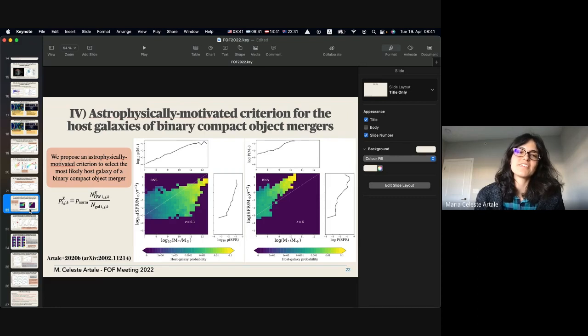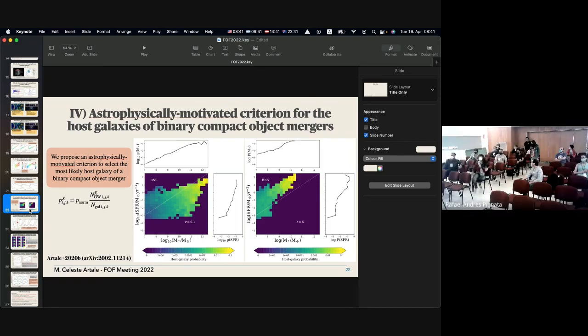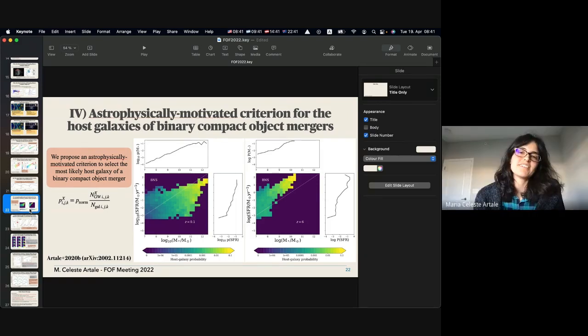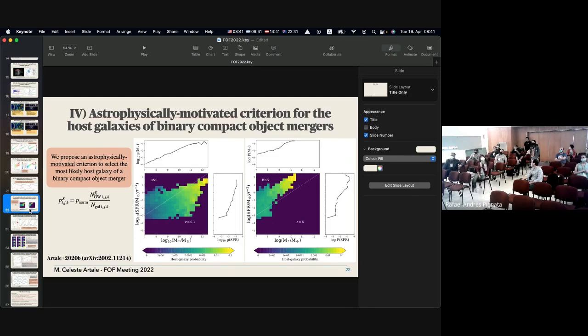Possibly when looking for the counterparts, the brightest targets are the ones that people look at. It's easier to look at a few bright galaxies rather than others.